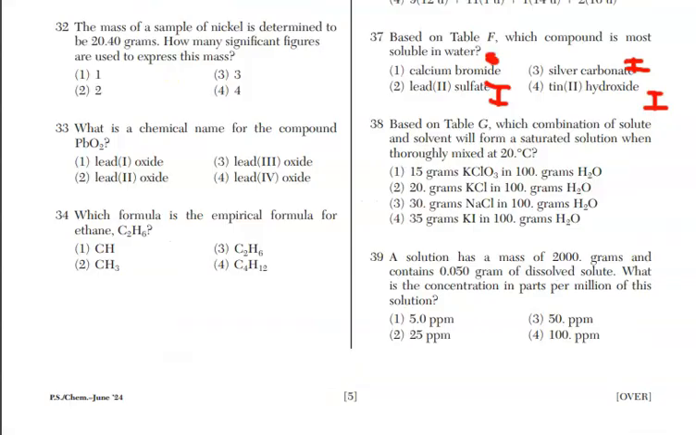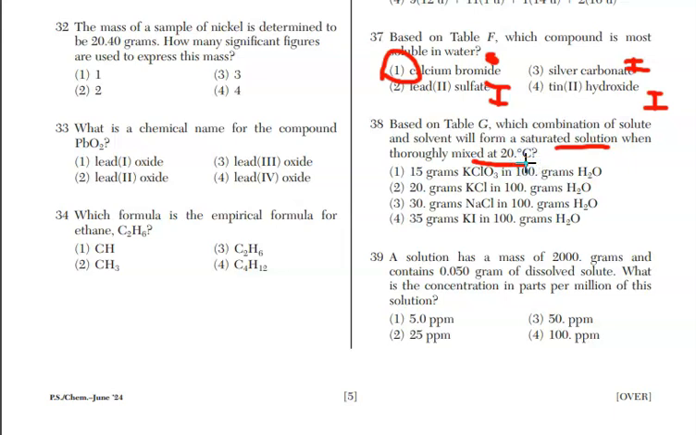In other words, for question set 37, based on table F, the only soluble compound is calcium bromide, and that's our answer. For 38, we're going back to the tables. We're going to table G. Which combination of solute and solvent will form a saturated solution when thoroughly mixed at 20 degrees Celsius?